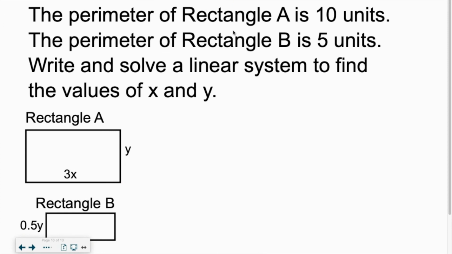There's an example like this in your books. We're going to go through an example just like this as well. The perimeter of rectangle A is 10. Perimeter of rectangle B is 5. Write and solve a system of equations.